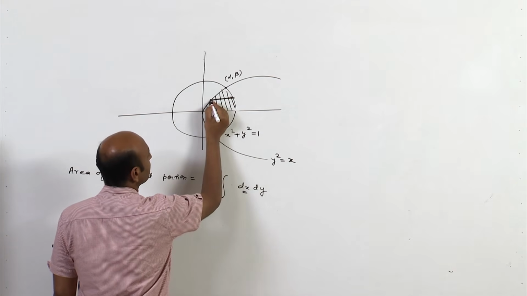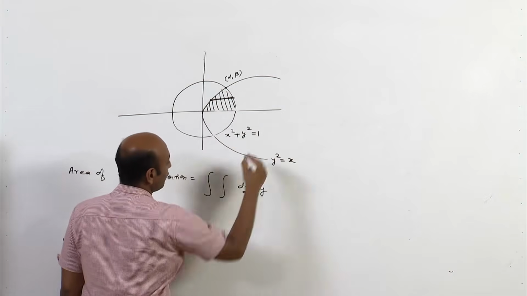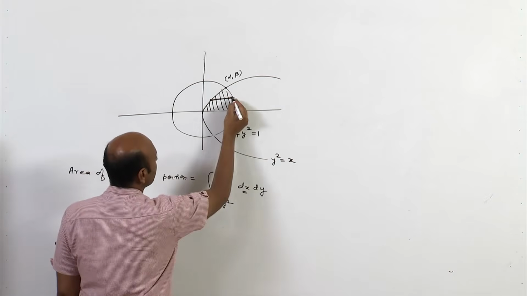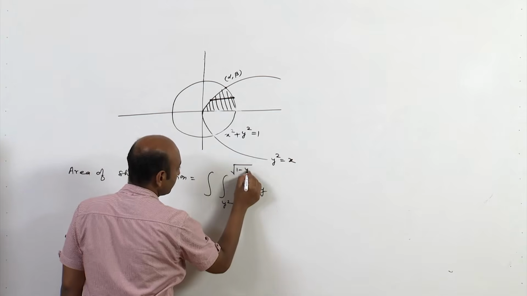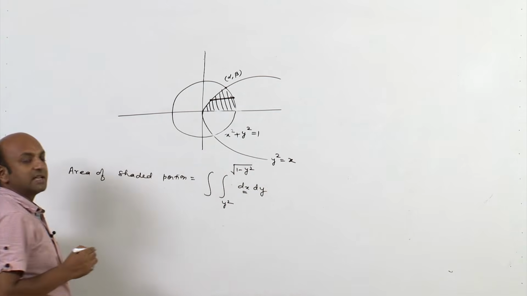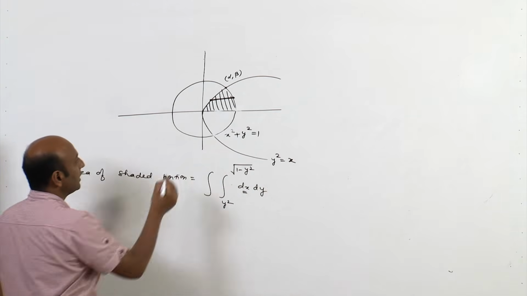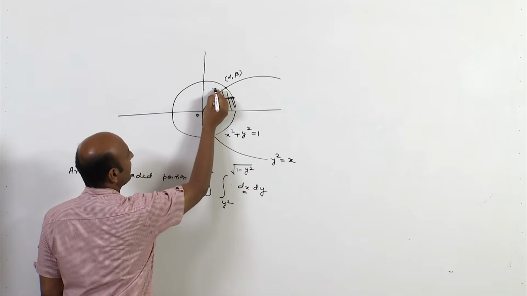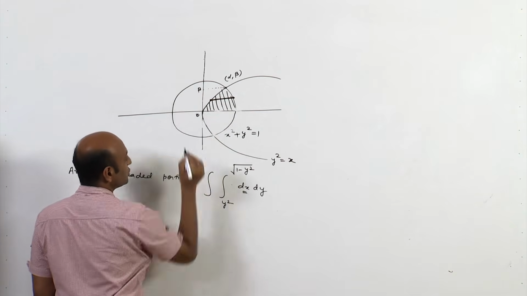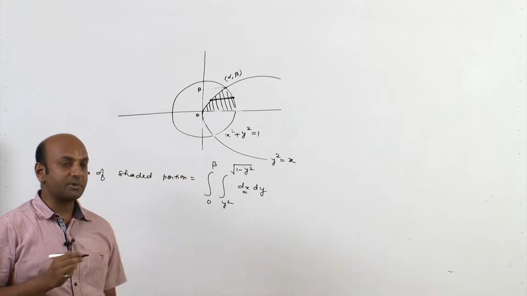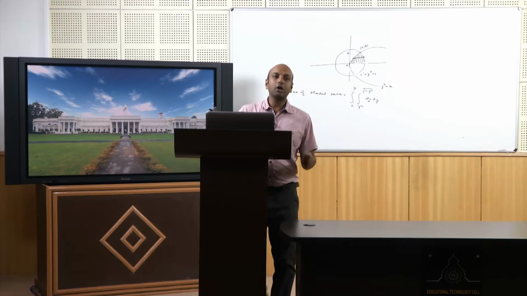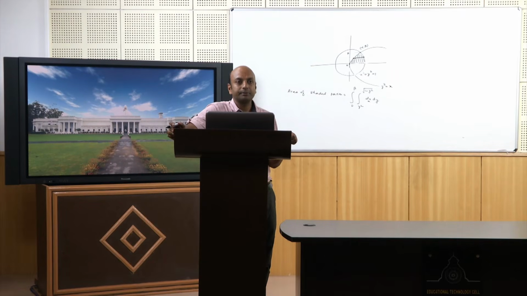What is x here? x here is y square. And what is x here? x here is under root 1 minus y square. And y is varying from which point to which point? Here y is 0 and here y is beta. So, y is varying from 0 to beta. So, this will be the representation of the area of the shaded region.